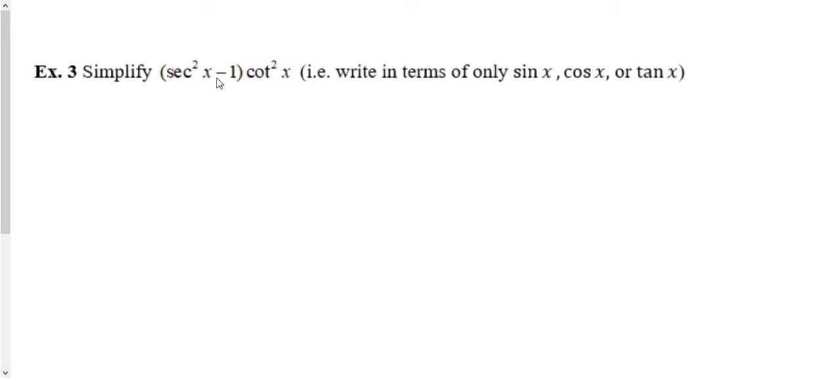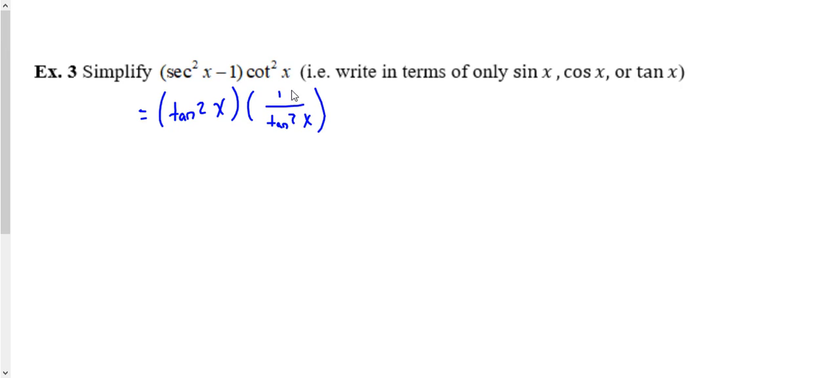So right here, all of that there, we can rewrite as tangent squared x. And that's still the first half here. This is going to be multiplied by cotangent squared x. So cotangent I can flip around. That's the same thing as 1 over tangent squared x.